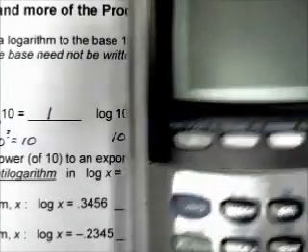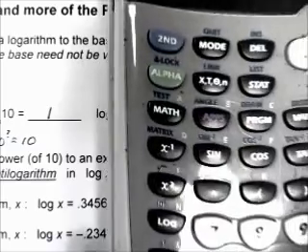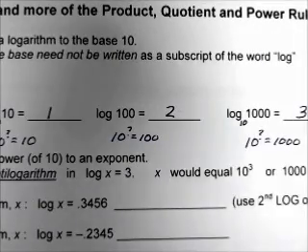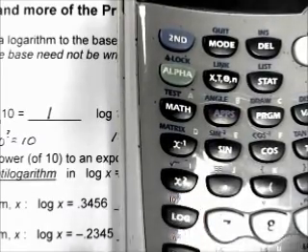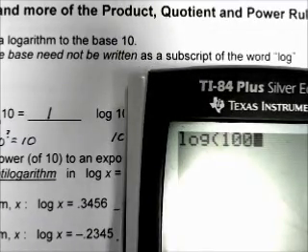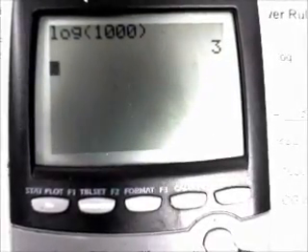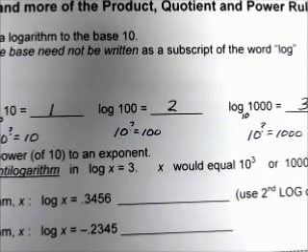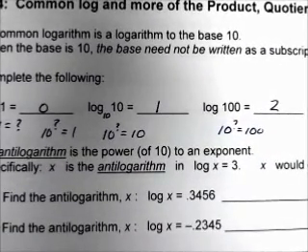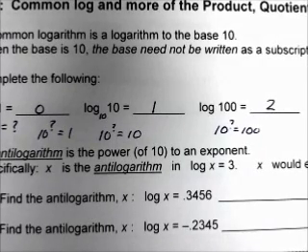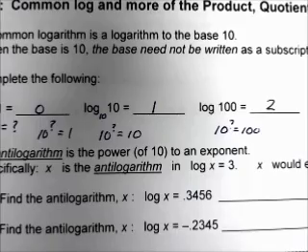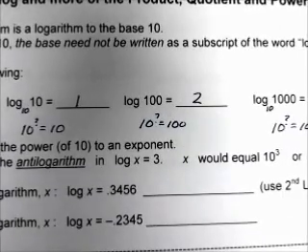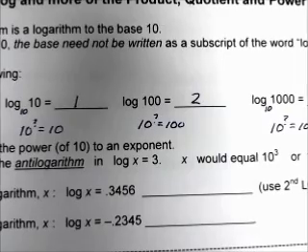You do have a log key on your calculator, right? That is the common log key. So if I wanted log of 1000, I could use the calculator, press log, and then type in 1000. And the result is 3. Now, an anti-logarithm is the power of 10 to an exponent. Specifically, x is the anti-logarithm and log x is equal to 3. x would equal 10 to the third, or 1000.